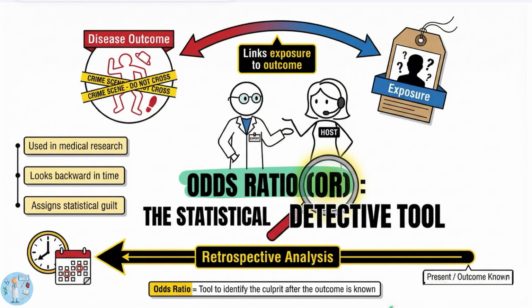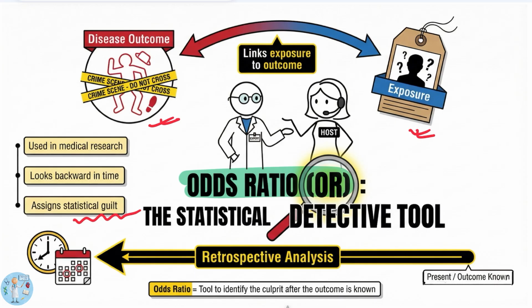Well, the odds ratio, or OR, is the mathematical instrument researchers use when they're looking back at a known outcome, like, say, a disease outbreak, and trying to figure out which specific factor is the culprit. So this isn't just about crunching numbers, it's about how we assign statistical guilt. If we have a disease as the crime scene, the odds ratio is how we find that solid, verifiable evidence linking a suspect exposure to that outcome.